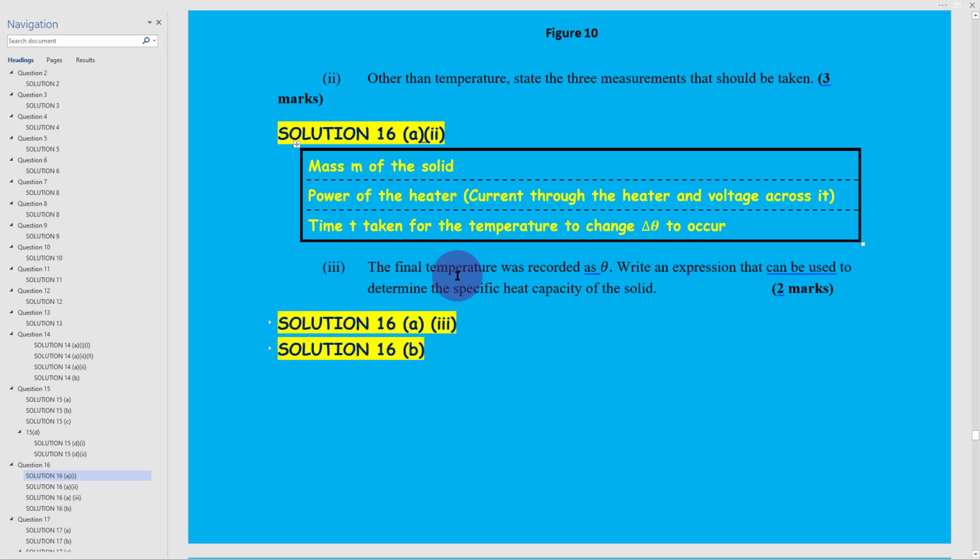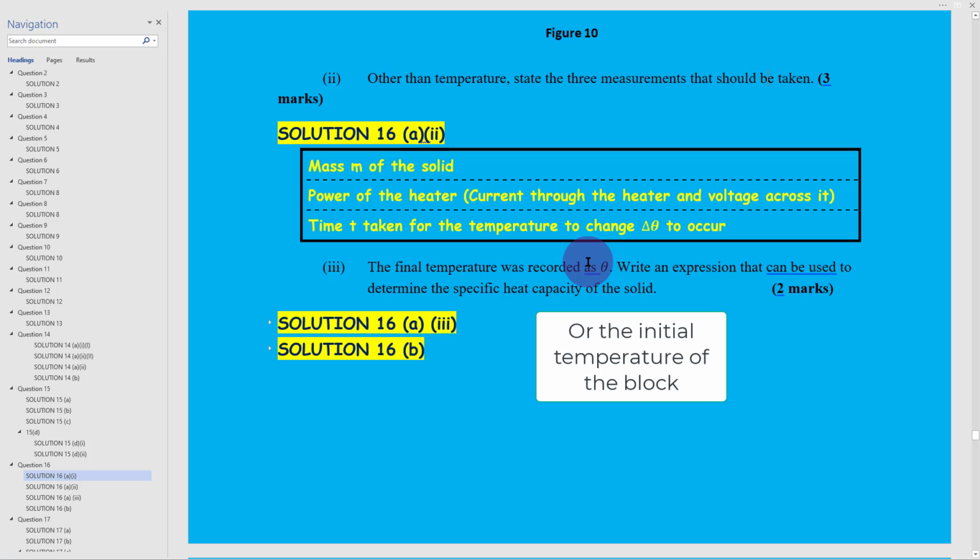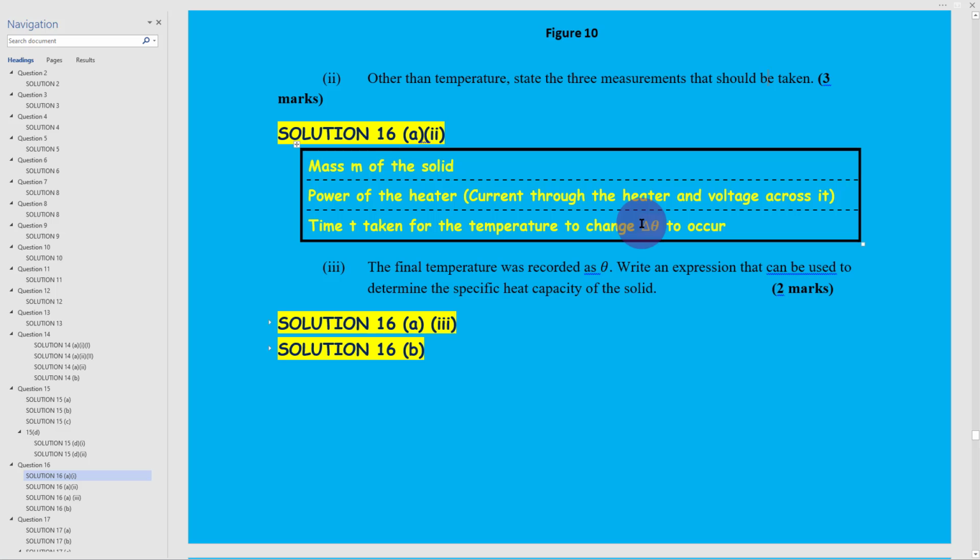Part 3, we are told that the final temperature was recorded as theta. Write an expression that can be used to determine the specific heat capacity of the solid. So this having been the final temperature, we need to have recorded the room temperature, because this object is being heated from room temperature, and the change in temperature would be theta minus the room temperature, or the initial temperature.